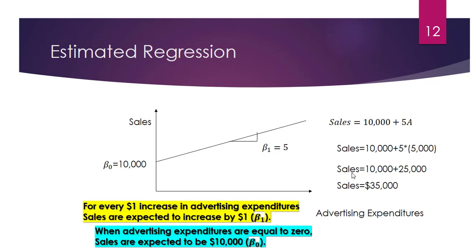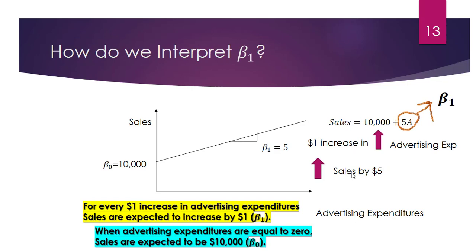So, what do we say about the relationship between sales and advertising expenditures? For every one additional dollar you spend on advertising, sales is expected to increase by beta 1 per $1 spent on advertising. So, in this case, beta 1 is equal to 5. This means for every $1 spent on advertising, sales is expected to increase by $5.